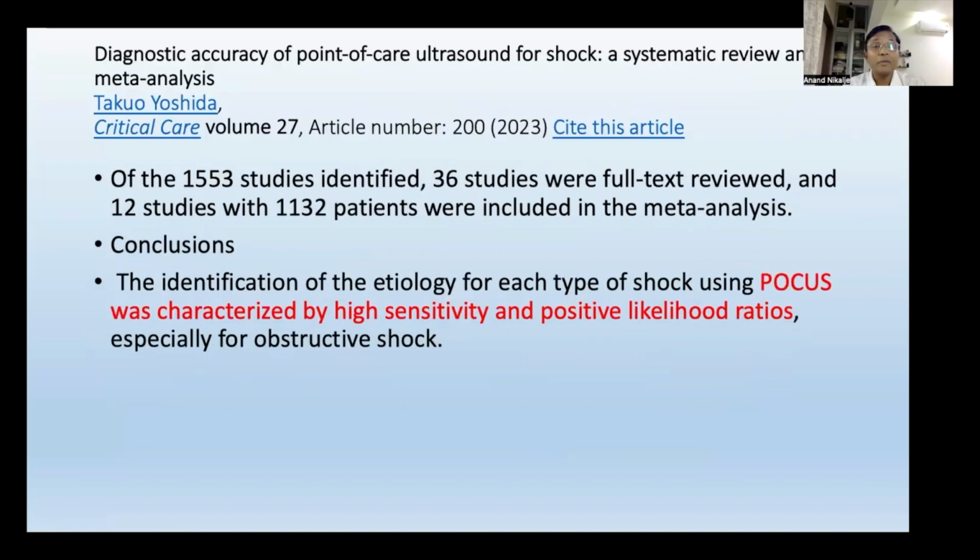What is the diagnostic accuracy of point-of-care ultrasound in shock patients? This is again a systematic review with meta-analysis, published in Critical Care 2023. Almost 1,500 patients were studied in 36 studies, and 12 studies with 1,100 patients were included in this meta-analysis. They concluded that identification of the etiology of each type of shock using PoCUS was characterized by high sensitivity and positive likelihood ratios, especially in obstetric shock. So again, multiple evidence shows that this modality is quite sensitive and specific in diagnosing the etiology of shock.